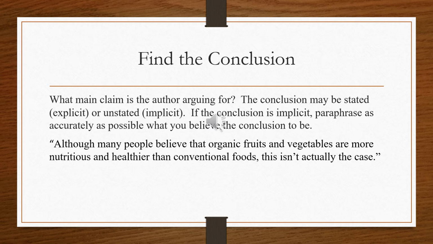Here's the first statement. Although many people believe that organic fruits and vegetables are more nutritious and healthier than conventional foods, this isn't actually the case. So here the conclusion of the argument is stated indirectly. The conclusion of the argument is that organic fruits and vegetables are not healthier and not more nutritious than conventional foods. And this sentence is telling us that this conclusion that the author is arguing for goes against what is conventionally believed. And that's what makes this an interesting argument.